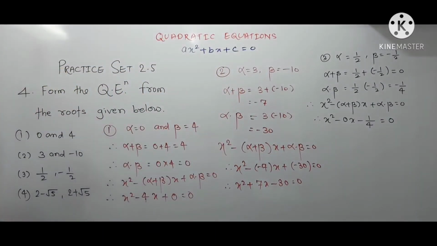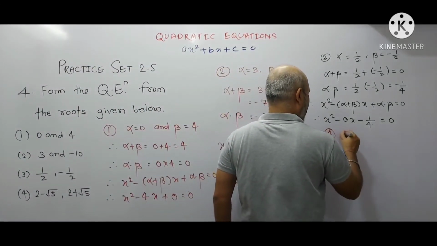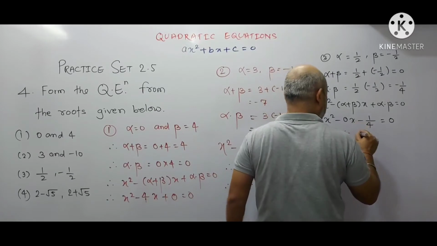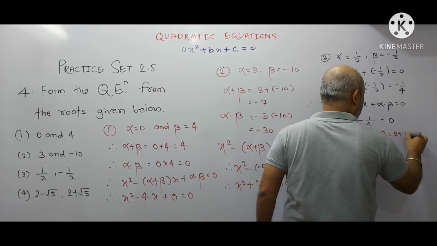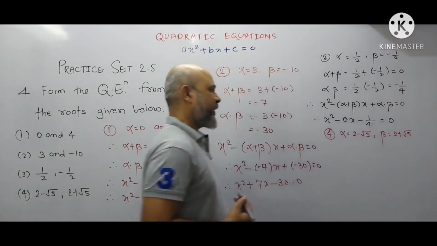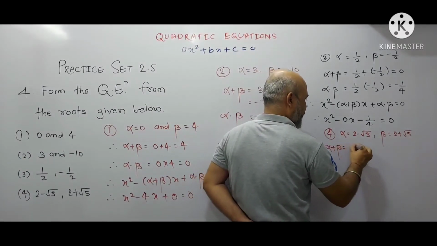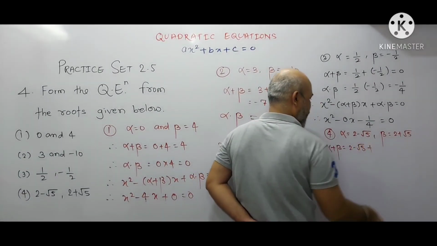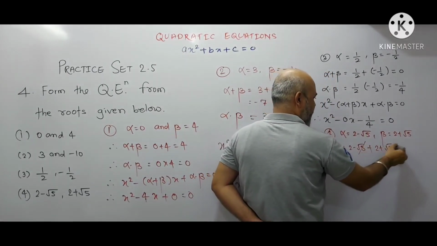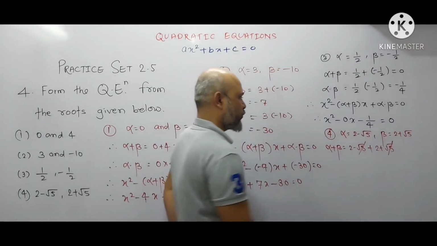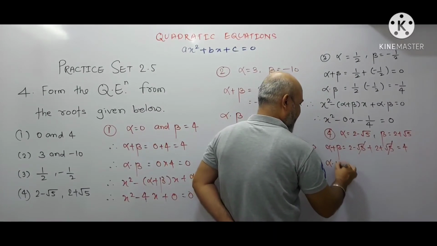Now we will solve the fourth one. In the fourth case, alpha is 2 minus root 5 and beta is 2 plus root 5. So first we will find the value of alpha plus beta. So alpha plus beta, what is alpha? 2 minus root 5 plus what is beta? 2 plus root 5. Now minus root 5 plus root 5 will cancel out. So 2 plus 2 is what? 4. Now we find the value of alpha into beta.